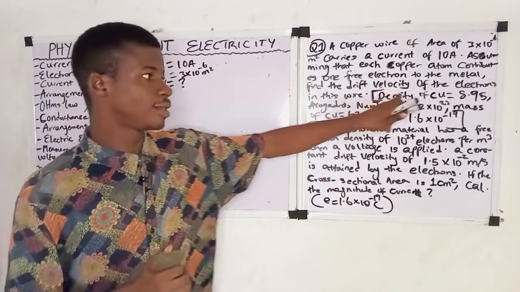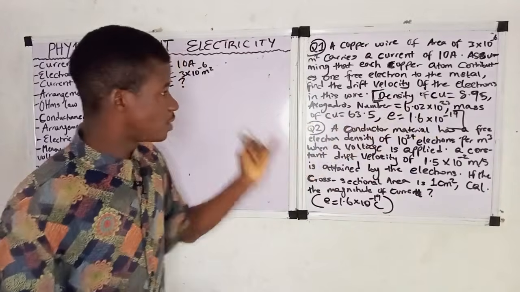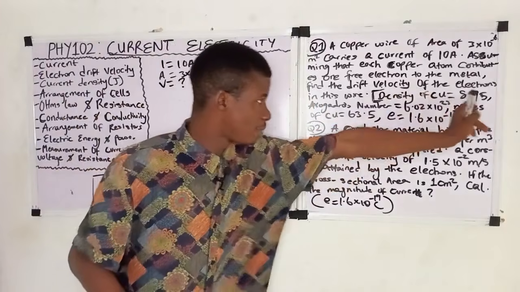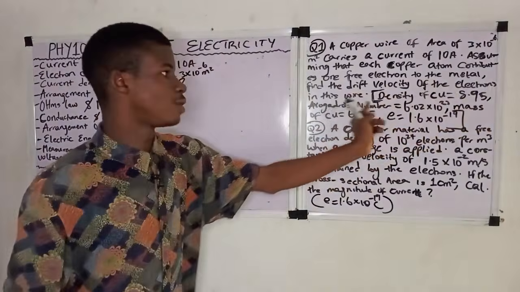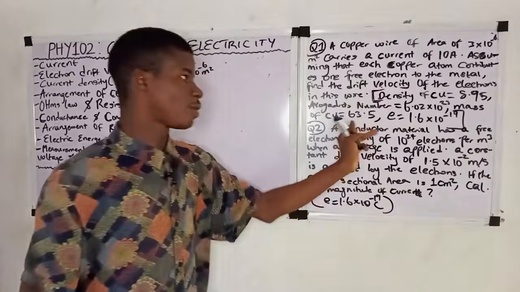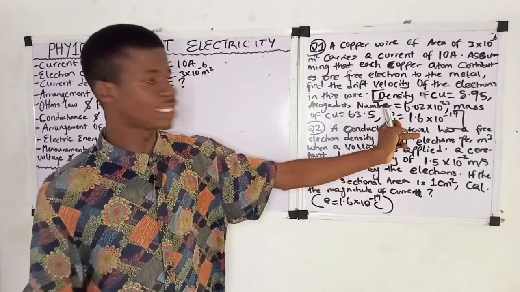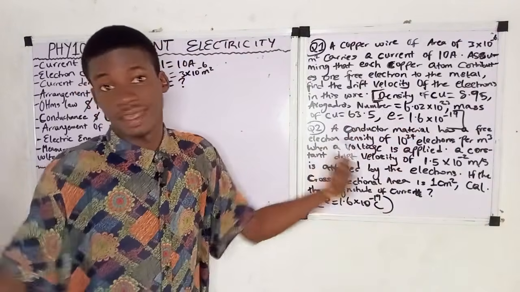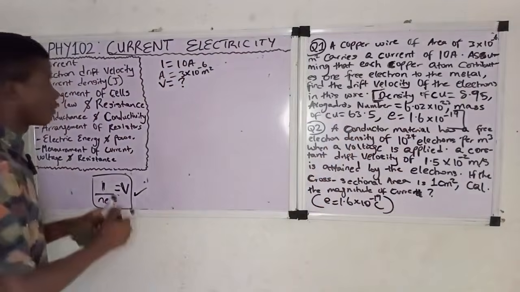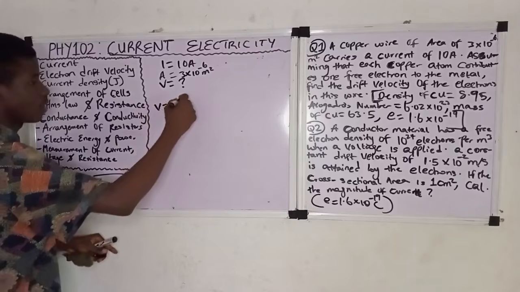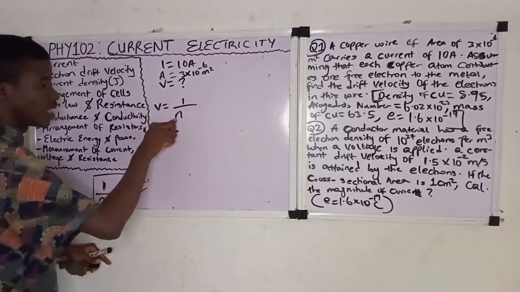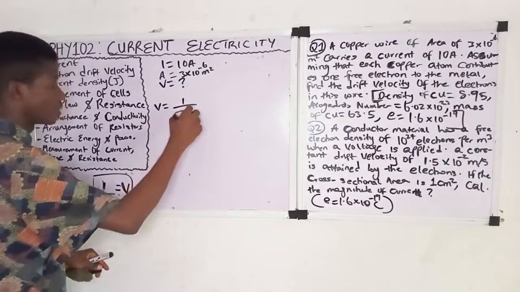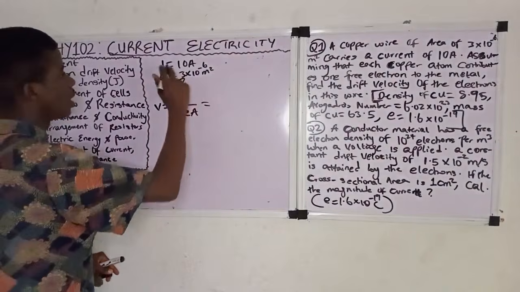In this question, they gave us the density of copper, Avogadro's number, the mass of copper, and the charge of the electron. We are still looking for electron drift velocity. Very simple. Go to the formula. Electron drift velocity is equal to current over electron density times the charge of the electron, then times area.